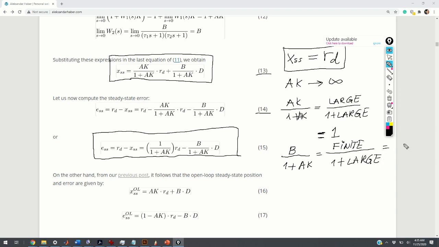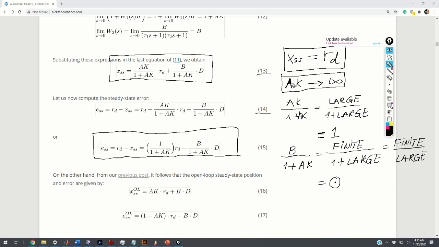And obviously, this becomes approximately infinity over infinity. So the second term tends to 0. So what we have seen right now is the effect of the high gain feedback, right?